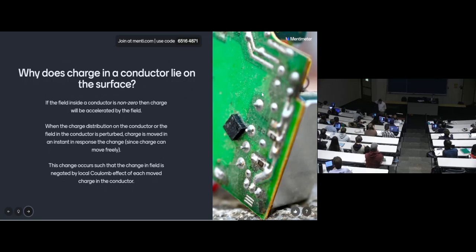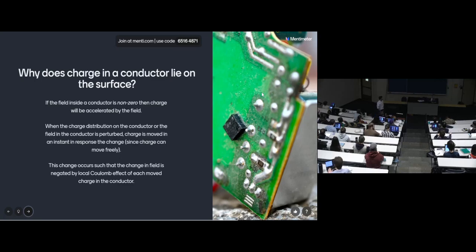If the field inside a conductor is non-zero, then charge will be accelerated by the field. When the charge distribution on the conductor or the field in the conductor is perturbed, charge is moved in an instant in response to the change, since inside of a conductor the charge can move freely. This change occurs such that the change in field is negated by the local Coulomb effect of each moved charge in the conductor.